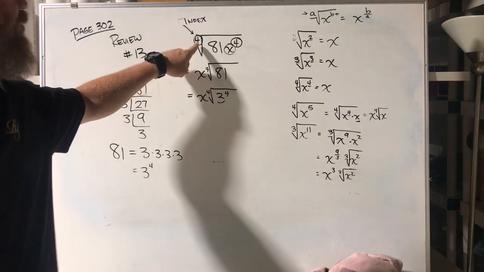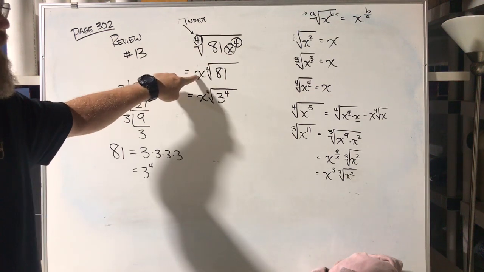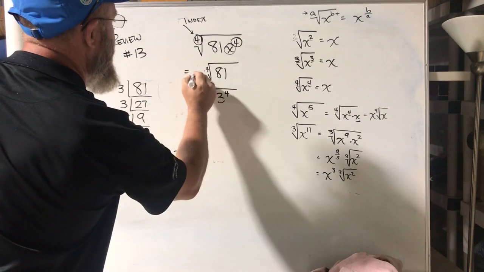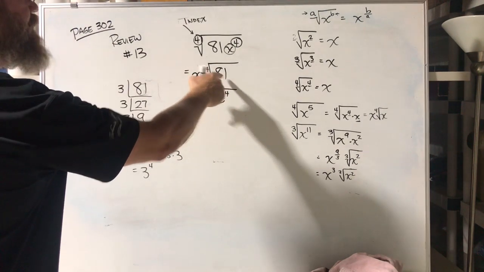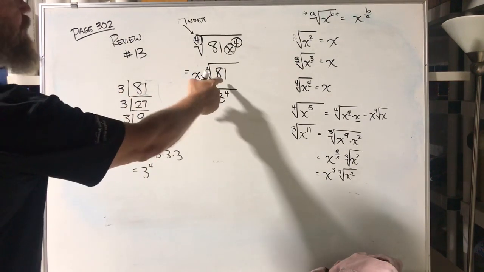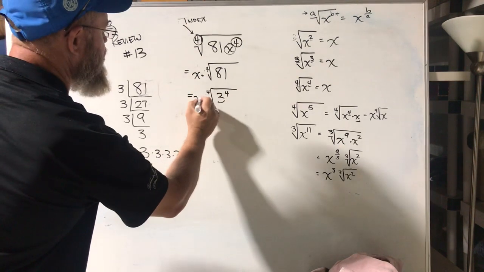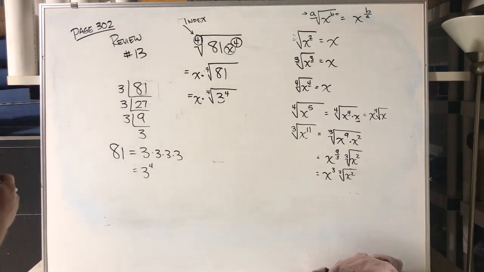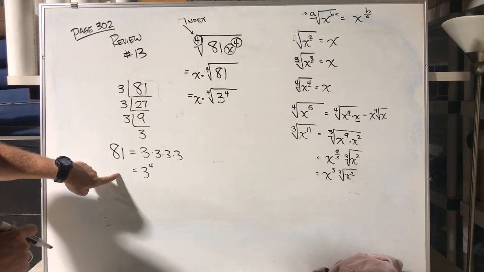All right? So you can see how we got the x out, right? So it's just x, and that's not x to the 4th. That's x times the fourth root of 81. And then we prime factored 81. And so let me just rewrite this, that'd be x times the fourth root of 3 to the fourth, because 3 to the fourth is the same thing as 81, right? I just showed you here.